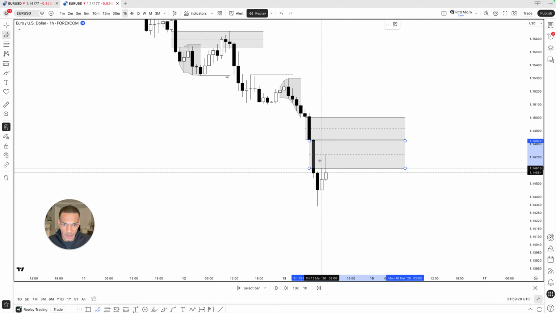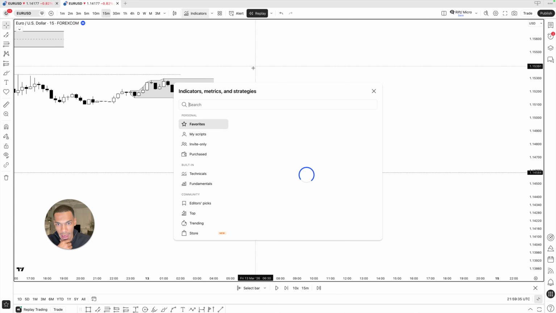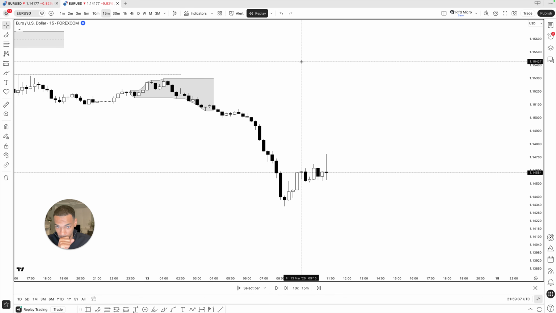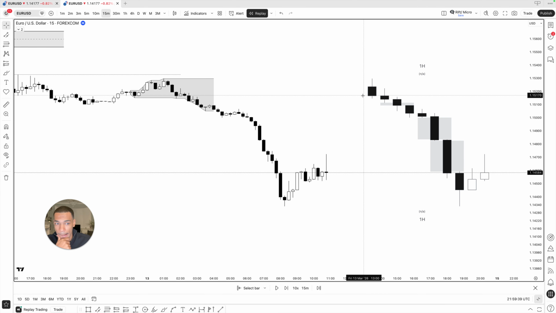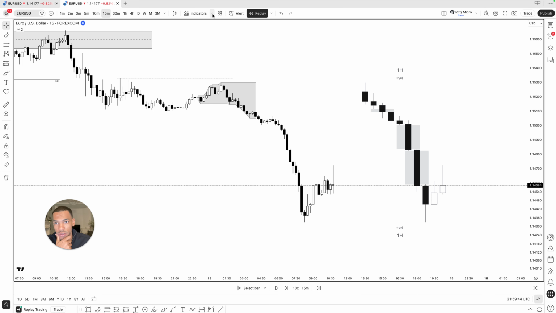So if we go M15 and pull that back a bit, just so we can see how it printed in live time and what we would have been looking for. And we will add on the higher time frame candles. Right, so if we pull that back ever so slightly.